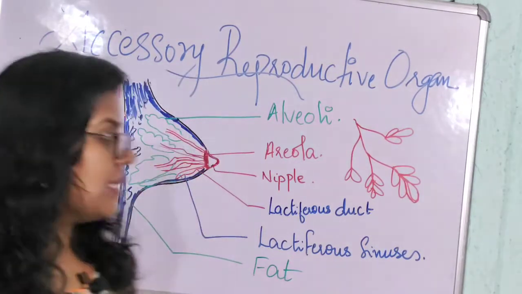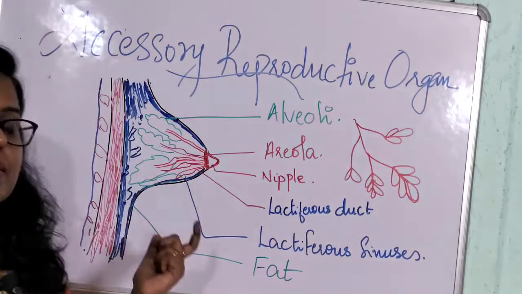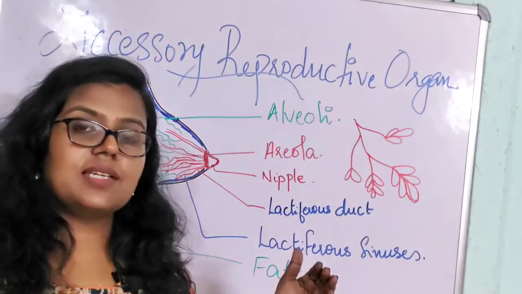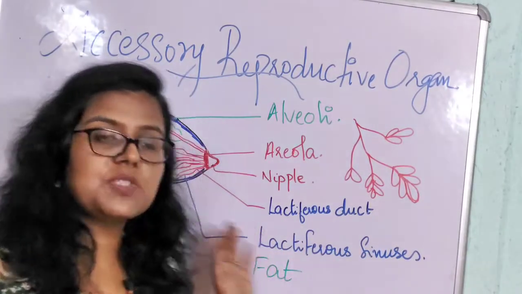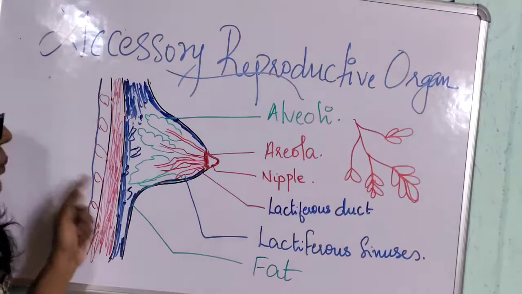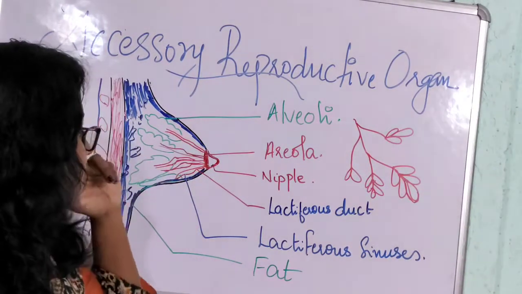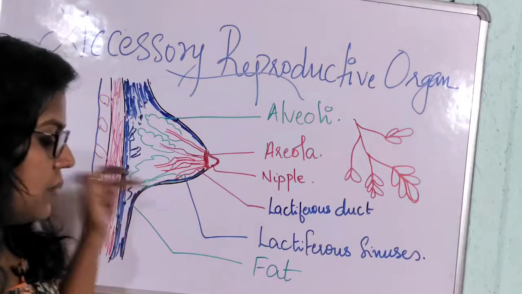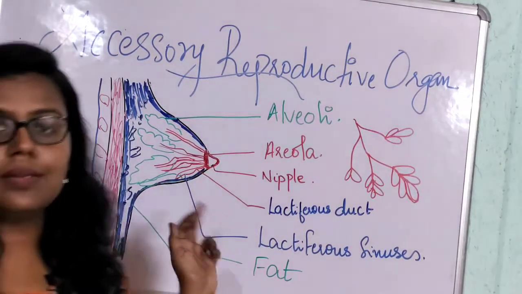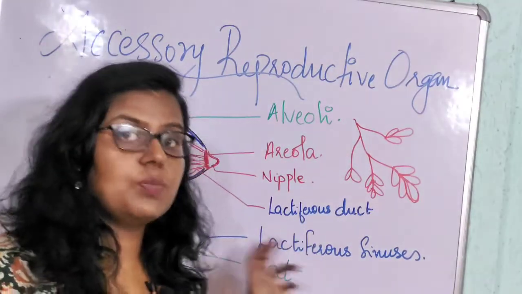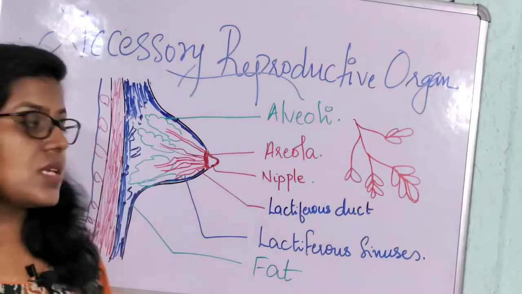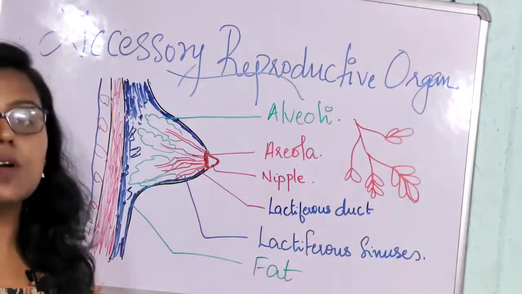Next, this breast extends from the 2nd to 6th rib bones, and it also extends from the sternum to the mid axillary line laterally. That is the position of the breast. So, moving into the structure of the breast.